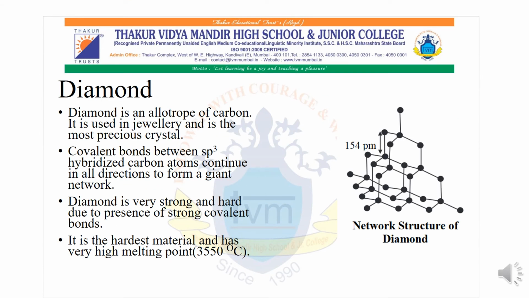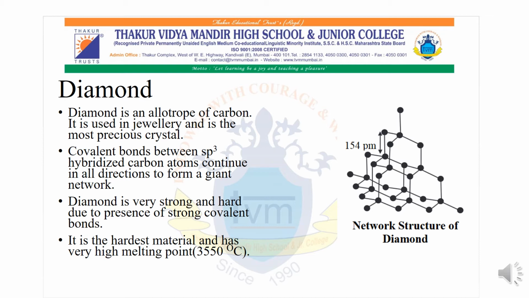Coming to the allotropes of carbon, we have the first example here as diamond. Diamond is an allotrope of carbon. It is used in jewelry and is the most precious crystal. The covalent bond between the carbon atoms is sp3 hybridized and it has a giant continuous network.